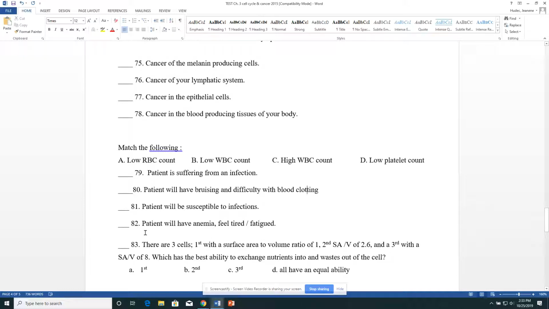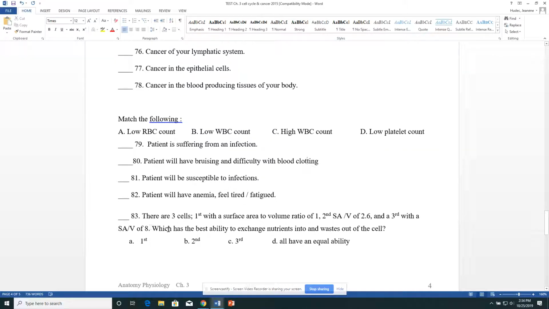Question 82. This patient will have anemia. They will feel tired or fatigued, which is the same thing. Is that A, because of a low red blood cell count? B, it's because of low white blood cell count? C, that's because they have a high white blood cell count? Or D, that's because they have a low platelet count?